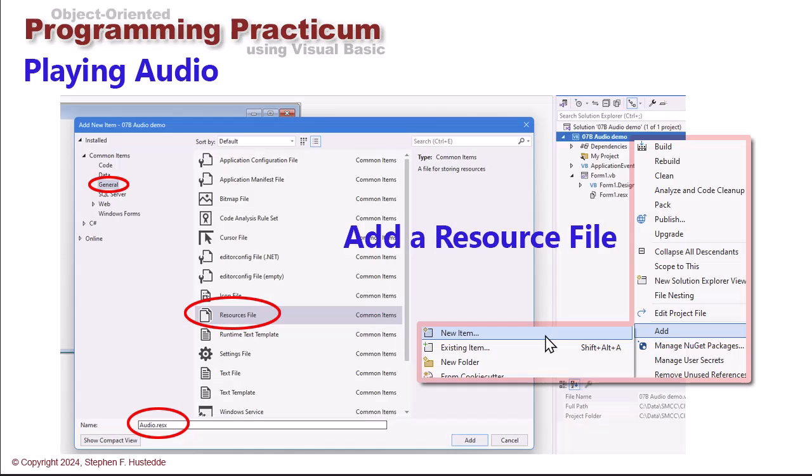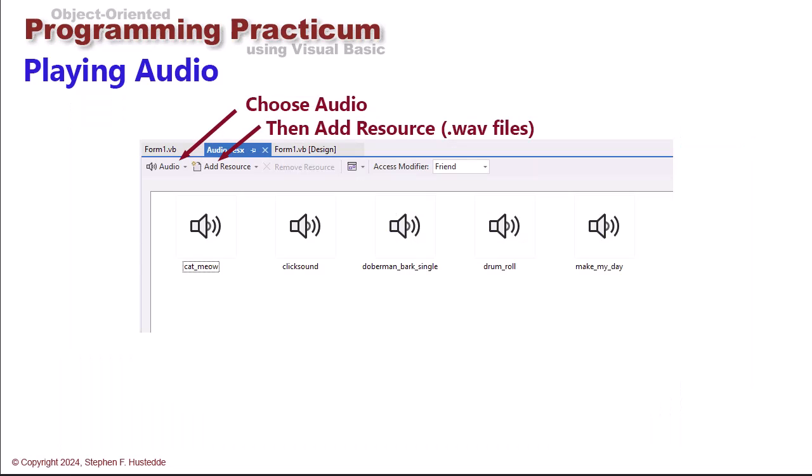The first step is to add a new item to your project, and we're going to go to the General section of the Add New Item dialog, choose Resource File, and give it a name. I named mine audio.resx. RESX is the extension for a resource file in Visual Basic. Then I'm going to go into that file, and in the drop down on the far left, I'm going to choose audio. The default is string. You can also add images.